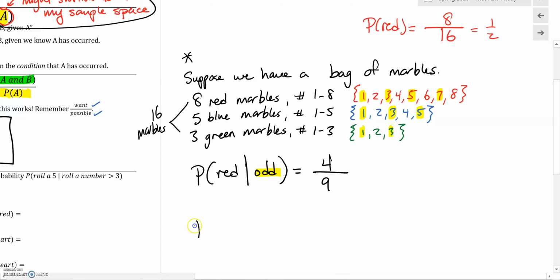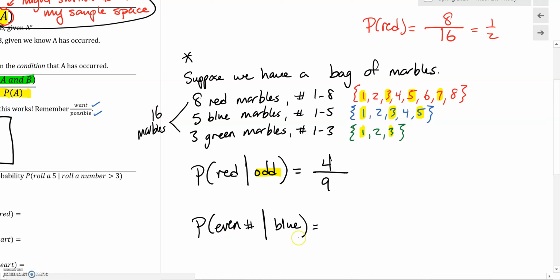Let's try one more. What's the probability of, let's see here, how about getting an even number on my marble given that I'm holding a blue marble? If I just wanted the probability of even, so just even, not the blue part, then it would be, well, count up all the even numbers. 1, 2, 3, 4, 5, 6, 7 out of 16. 7 out of 16 chance to get an even marble.